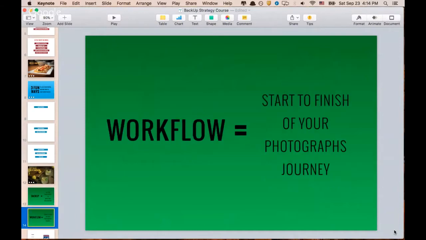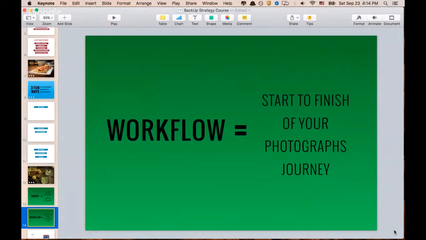Now, what do I mean by workflow? Workflow is really the flow, or really start to finish, your photograph's journey. How does a photograph go from capturing it all the way to archiving it?